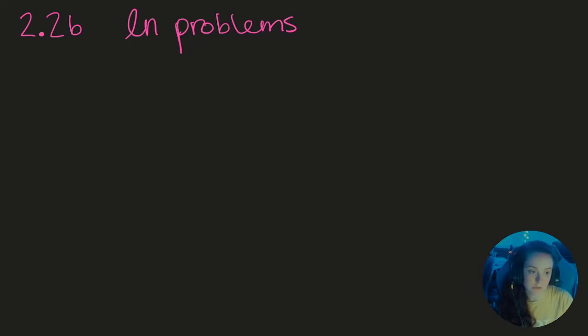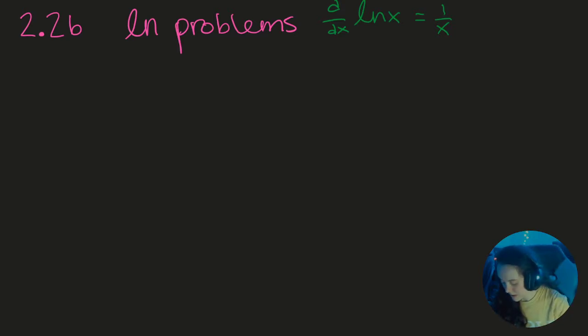So ln problems, which we never went over in class, but had a ton of on homework. The derivative of ln, or rather ln x, because you don't have ln without the others. The derivative of ln x is just 1 over x. That is something you can remember. It never changes. If it's just ln x, it's 1 over x. Okay?